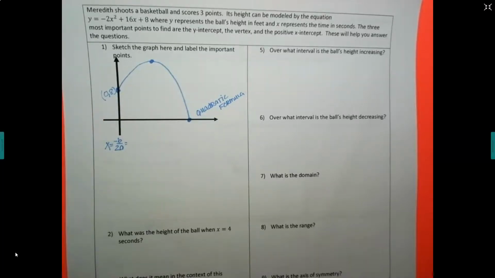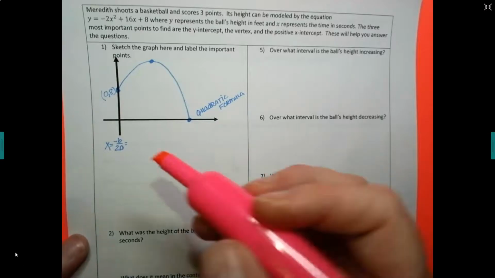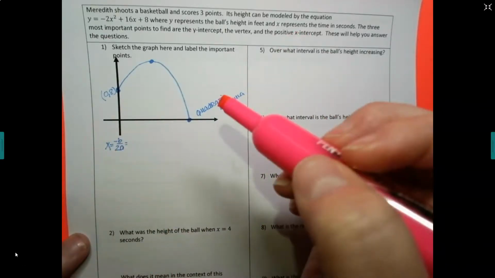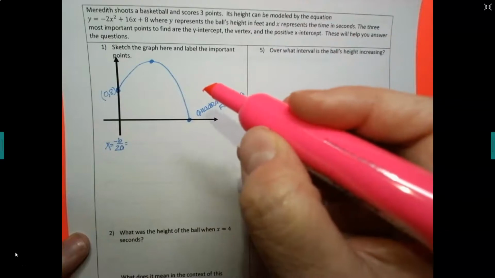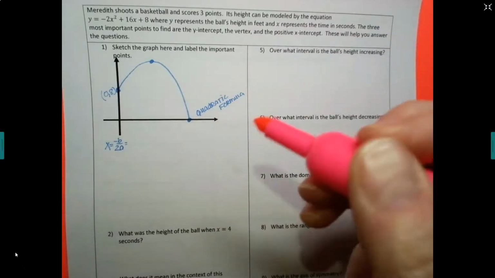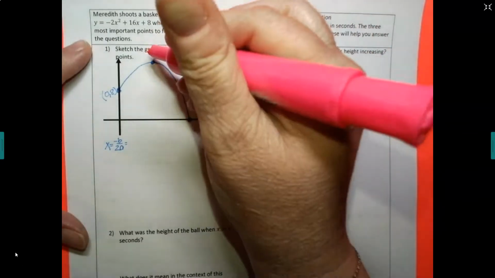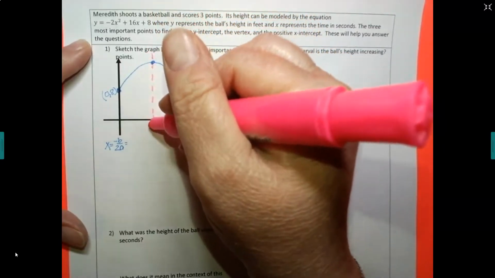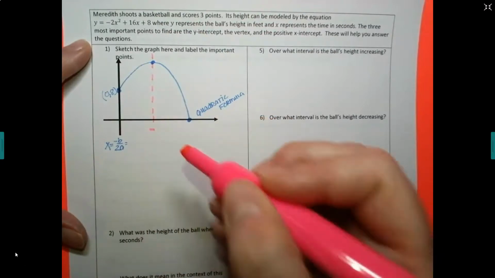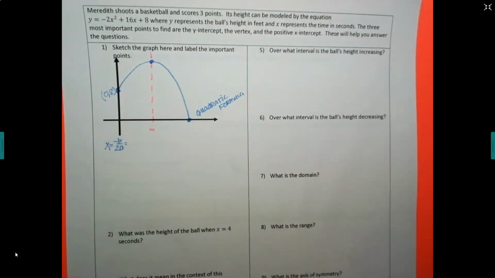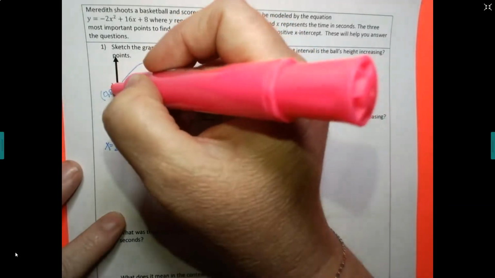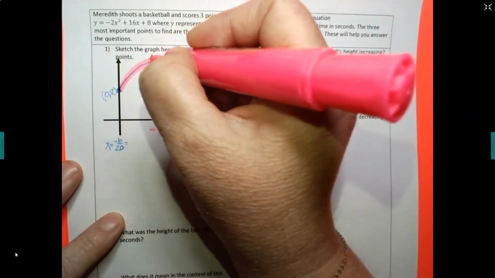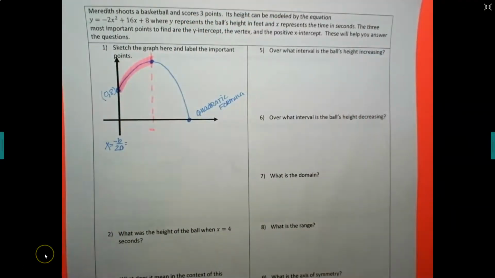I have a question on here about the interval of increase and decrease. And so increasing is where, when you're going left to right, the parabola is going up. It would have a positive slope. So here is my axis of symmetry right there. So you need to know what your x value of your vertex is. And from the y-axis to the vertex, it's increasing.